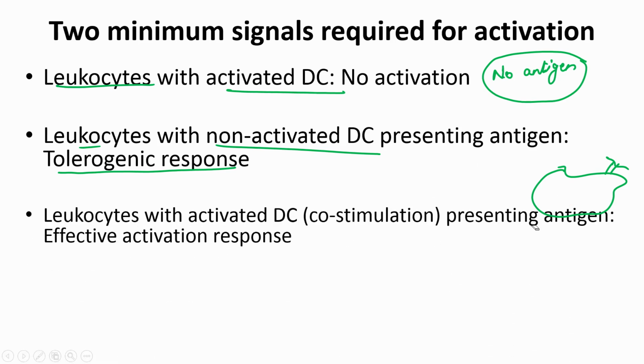And then finally, you have leukocytes with an activated DC, which provides co-stimulation, presenting a foreign antigen, and that is going to cause a very enhanced activation response, resulting in immune response buildup, or the adaptive immune response.